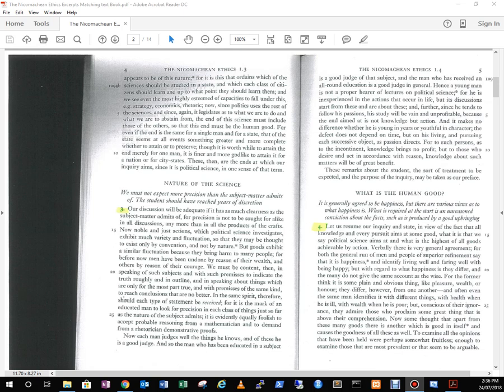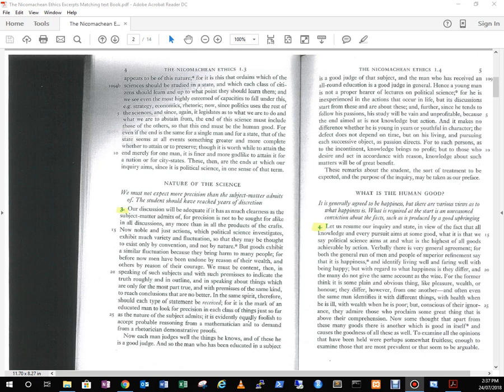In the same spirit, therefore, should each type of statement be received, for it is the mark of an educated man to look for precision in each class of things just so far as the nature of the subject admits. So educated people can only see precision as much as the subject allows them to see precision. It is evidently equally foolish to accept probable reasoning from a mathematician and to demand from a rhetorician demonstrative proofs, which is basically him using examples.